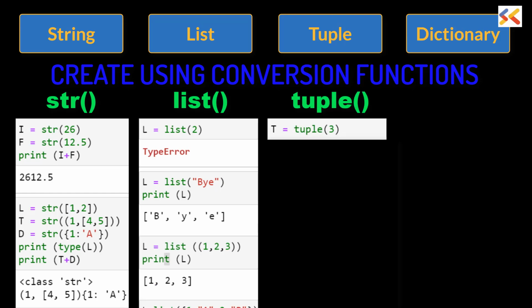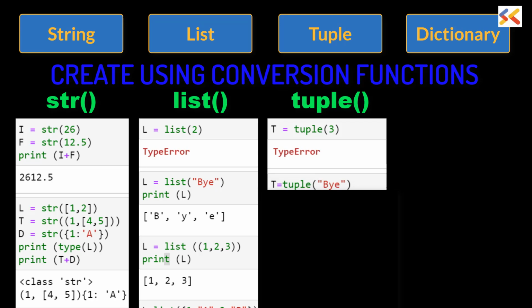Now let's see tuple. Here too, there is a tuple function to convert other data types to tuple. It works quite similar to list. If you try to use int or float, it will give type error saying that it is not iterable.